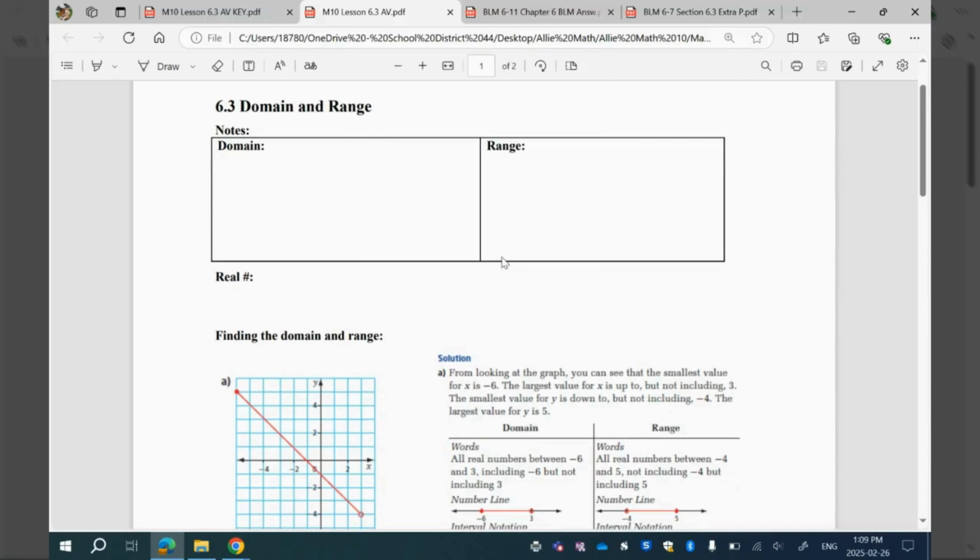Everybody, here we are, 6.3, domain and range. First, a couple of definitions.